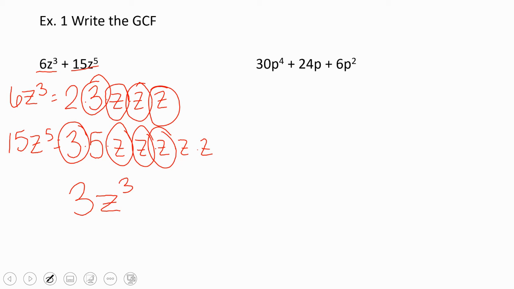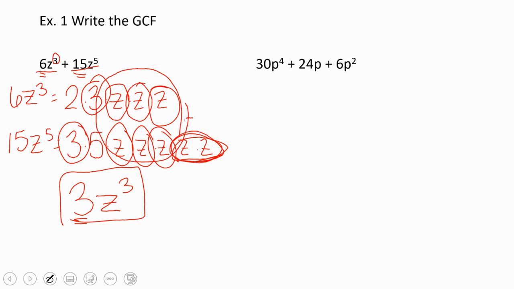Okay, here's the shortcut. When you're doing these, you're going to find the GCF of the coefficients, and you would say, oh, 6 and 15. The biggest number that goes into those is 3. And then you're just going to take your variables and pick the smaller exponent, which is 3.